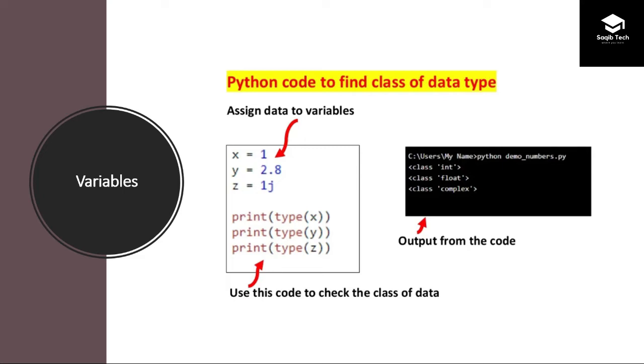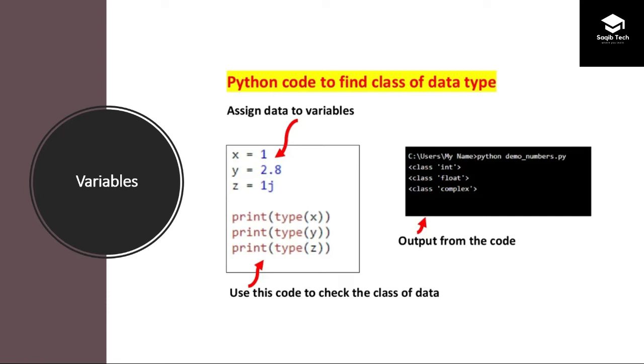So how do we check the data type of a number in Python? We use type. We learned the print statement in the last class, and if we want to check the type of any variable, we need to put that variable inside the type function. Type, all lowercase, remember. Type of x will print integer. Type of y will print float. And type of z will print complex.